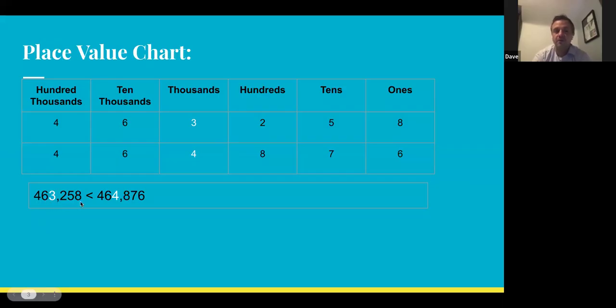So 463,258. Okay. So we'll practice on saying these numbers and we'll practice on working left to right. 463,258 is less than 464,876. Okay. Again, 207. Any questions?